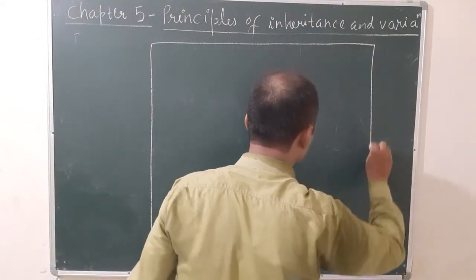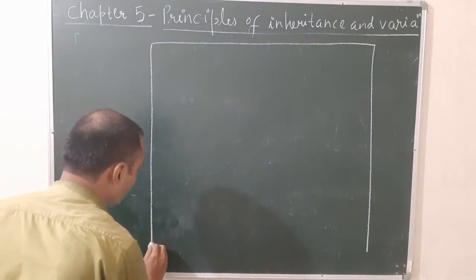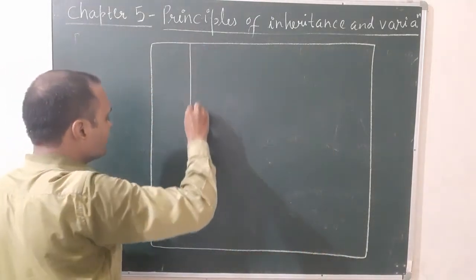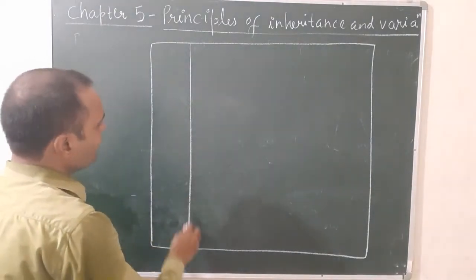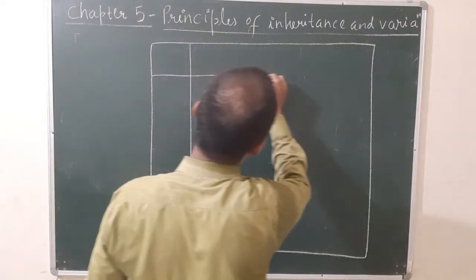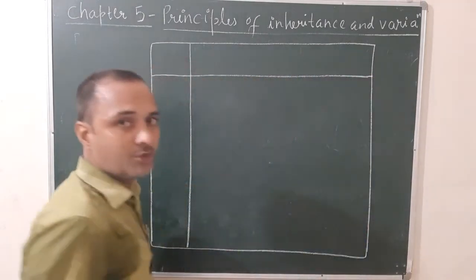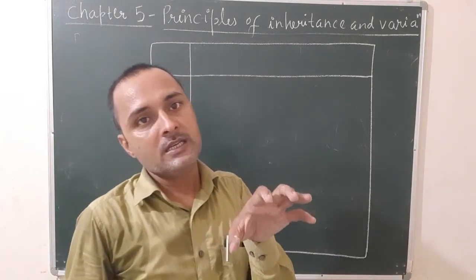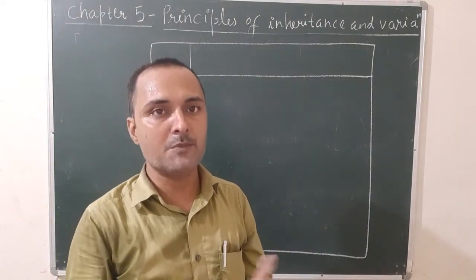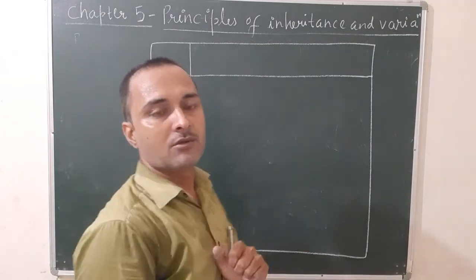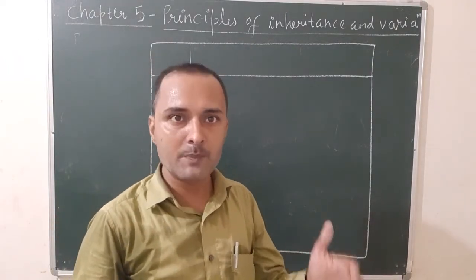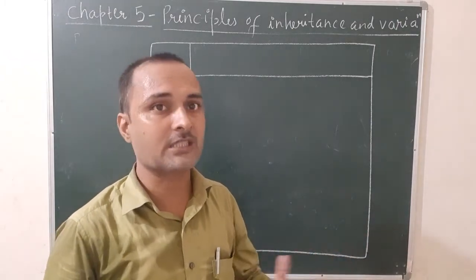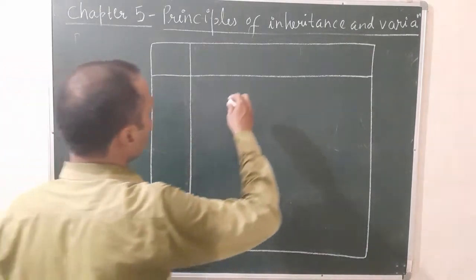You will draw the unit square and find out the combinations of the possibilities of the gametes. How many total squares will there be? 16, because 4 into 4. The number of squares is always the multiplication of the gametes produced by the parents. Total 4 gametes are produced by one parent and 4 from the other parent, so 4 into 4, total squares will be 16. So let us draw the 16 squares.